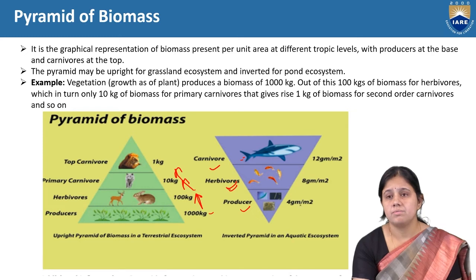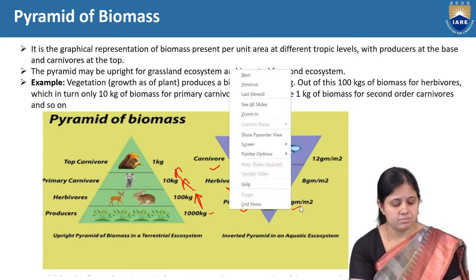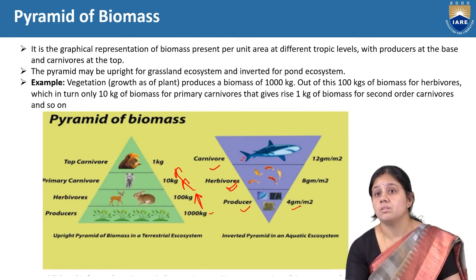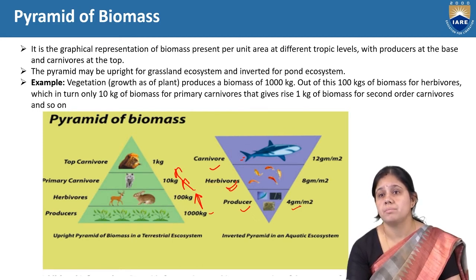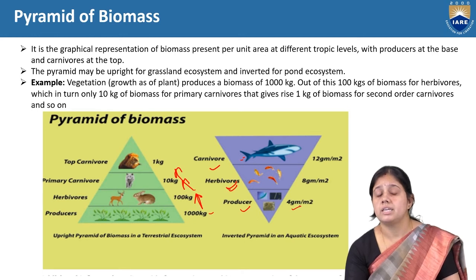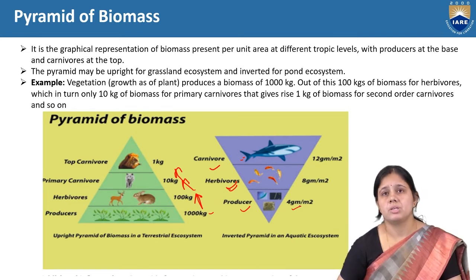For example, if phytoplankton occupy a biomass of 4 gram, then the fish have a biomass of 8 gram, and then the whale has a weight of 12 gram per meter square. So again there is an exception in the case of the pyramid of biomass: in a pond ecosystem it is always inverted, but it is always upright in a terrestrial or grassland ecosystem. This gives information only about the population of that particular species.